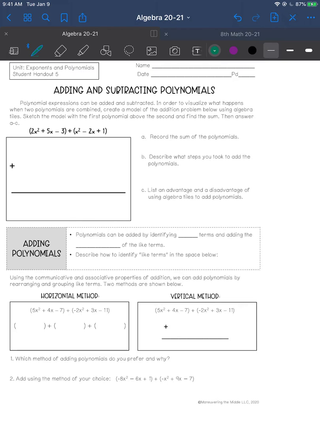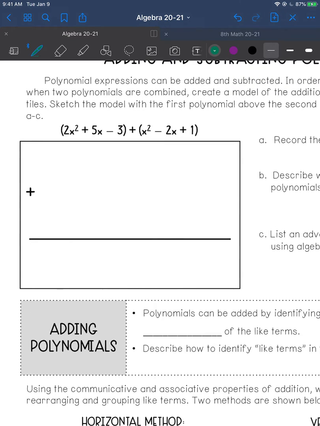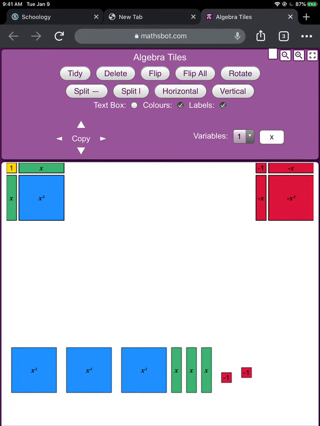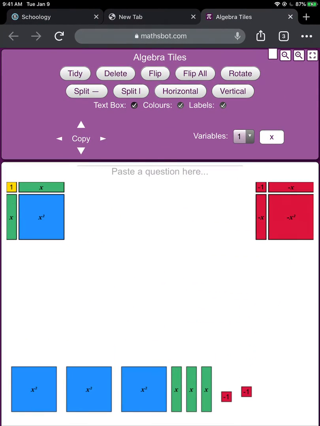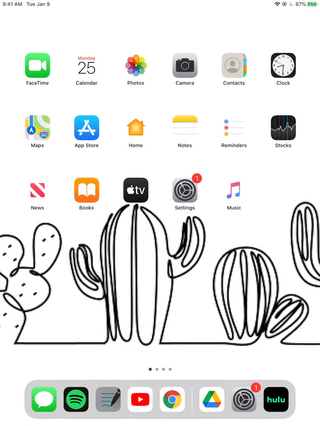Polynomial expressions can be added and subtracted. In order to visualize what happens when two polynomials are combined, create a model of the addition problem below using the tiles. You can either sketch it, but this is when I would go to our lovely little red notes. I'm going to see if I can copy and paste this. Oh, wrong thing. Red notes. Here we go.